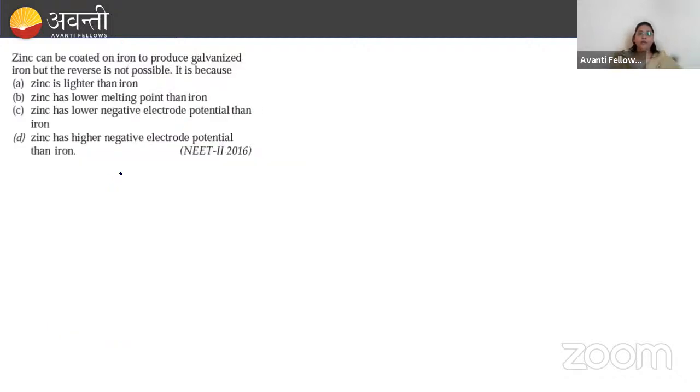Yes, zinc can be coated on iron to produce galvanized iron. See, we have talked about corrosion, right? How can we prevent corrosion? Coat it with a different type of material. Paint the surface of the material. Or you can use different types of foils to cover the iron material. So यहाँ पे क्या हो रहा है? Zinc can be coated on iron. यहाँ पे zinc coat किया है iron पे to produce galvanized iron.